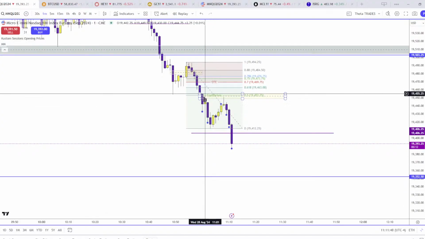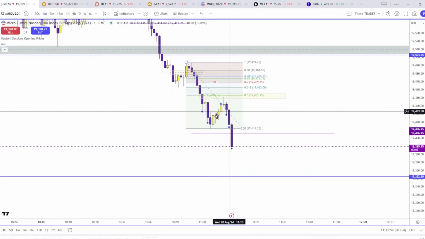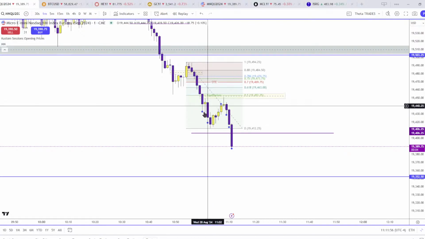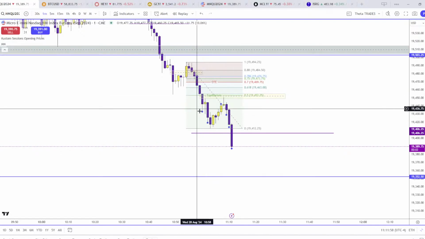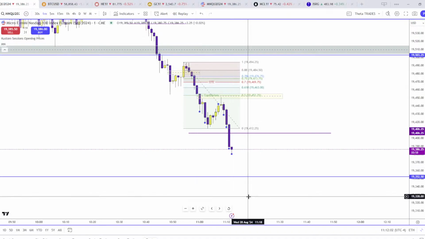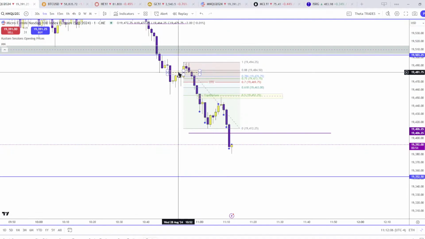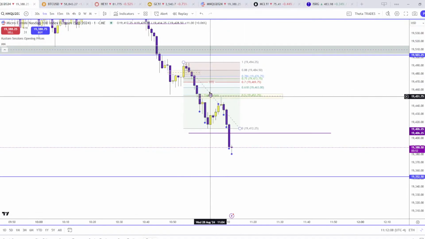So we did not get above our level. No bodies got above here. There was nothing in here that said we're reversing. We didn't get an optimum trade entry reversal back into here. It just continued going lower.